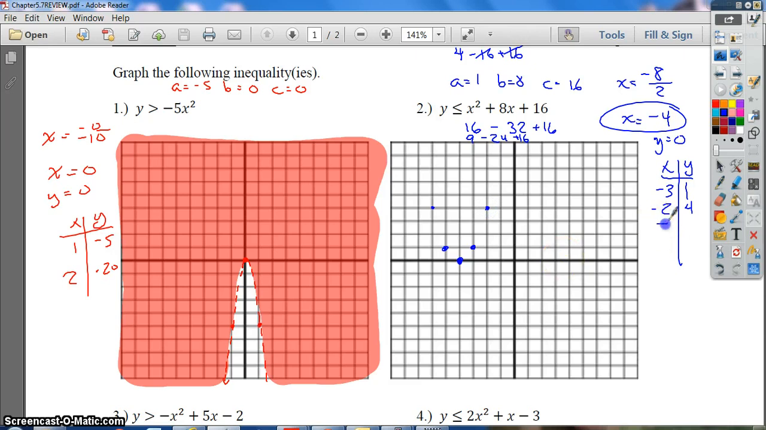And this will probably be my last one at -1. So I'm going to be 1 minus 8 plus 16, 8 plus 1 is 9. And now I'll be off the chart if I go anymore. So that takes me to the limit. It's going to be a solid line for my parabola.